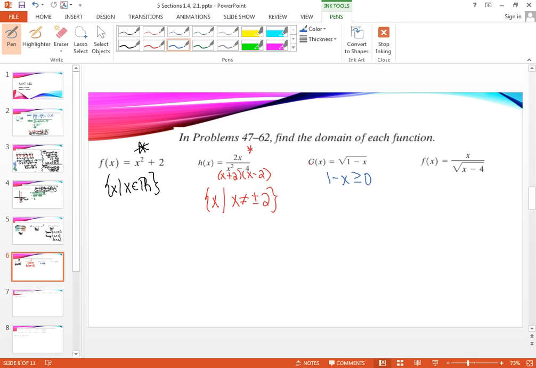Okay, so whenever you see a square root or any even root, take the expression from underneath, set it greater than or equal to 0. Now it'll fall out really quick. If I move the x to the other side by addition, I get 1 is bigger than or equal to x, which is the same thing as x is less than or equal to 1. So this is cool as long as I use x's that are less than or equal to 1. What's its domain? Any number less than or equal to 1.